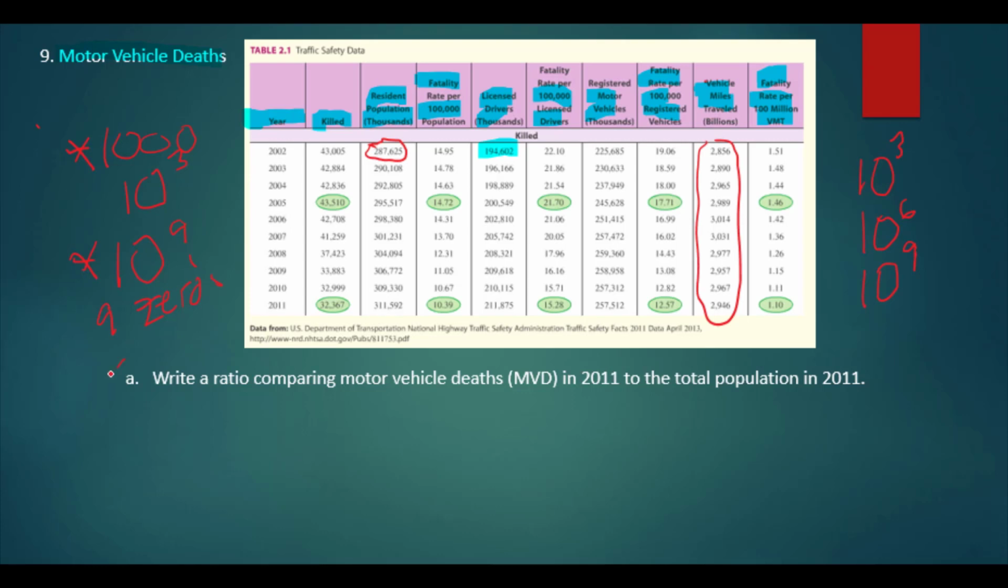The first one here, A, it says write a ratio comparing motor vehicle deaths in 2011 to the total population in 2011. Notice the word total population. So 2011 would be right here. I would have this many deaths, and I would have this many people times 8,000. So I'm just going to write the ratio. Give it some thought before I put it up.